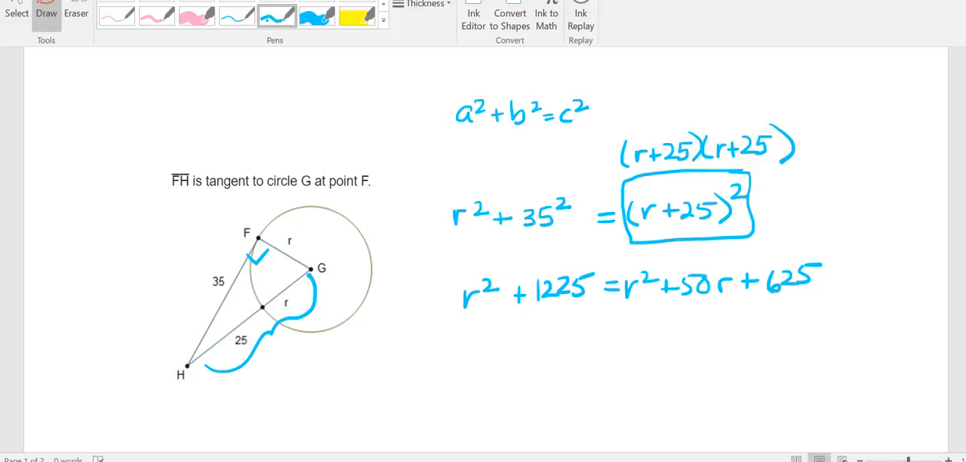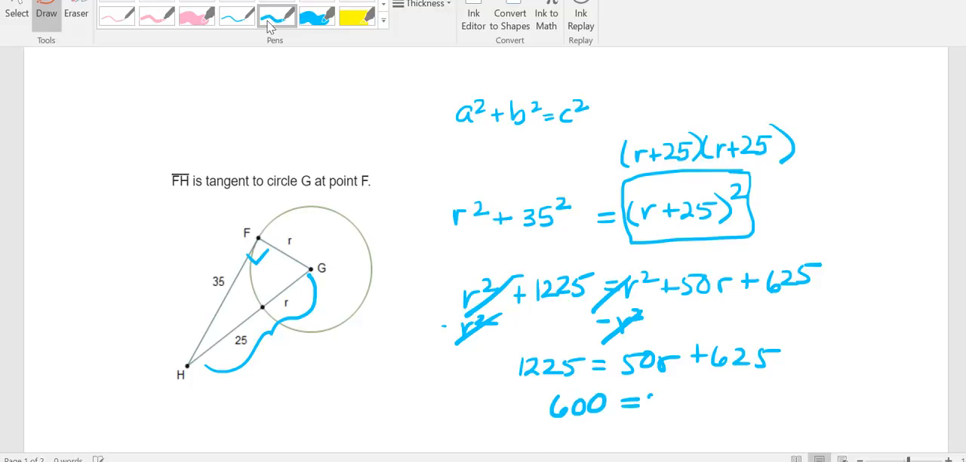All right, so now I'm ready to solve. The first thing you'll notice is when I subtract r squared, those will simply cancel out, leaving me with 1225 equals 50r plus 625. Now I want to take my 1225 and subtract 625, leaving me with 600 equals 50r. When I divide by 50, I get r is equal to 12. So your radius is equal to 12.